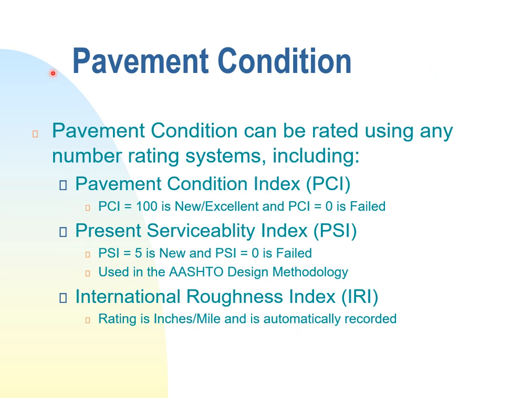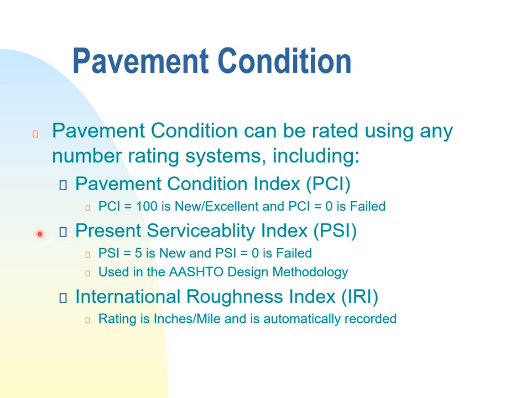Pavement condition can be rated using any number of rating systems. One is the pavement condition index, PCI. PCI is equal to 100 for a new and excellent road, and PCI is equal to 0 for a failed road. A failed road is one which cannot be used anymore.